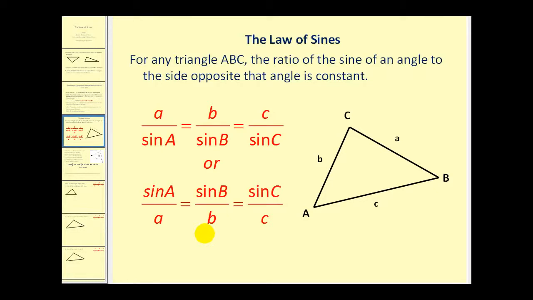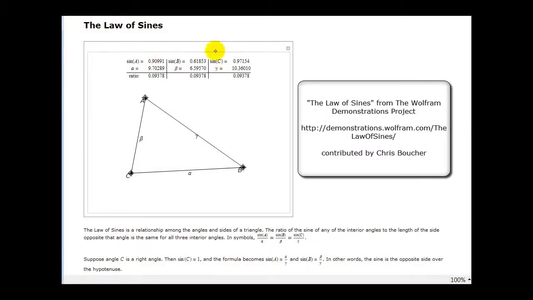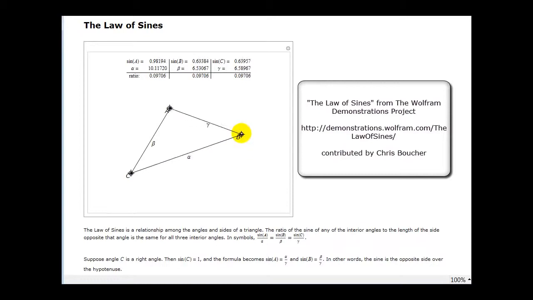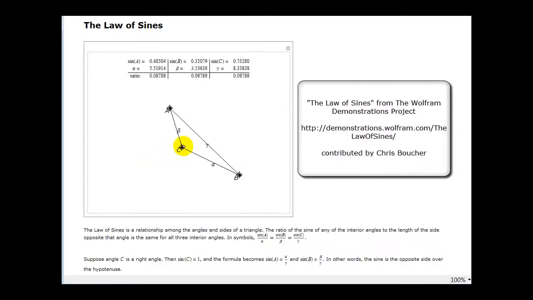But before we do that, let's take a look at an animation. Up here in this table, we have the ratios of the sines of the angles divided by the length of the opposite sides. And what we'll notice is when we change the triangle by changing any angle or the length of any side, these ratios remain constant. This is illustrating the property of the law of sines. So regardless of the triangle, if we take the sine of the angle and divide by the length of the opposite side, that ratio remains constant.